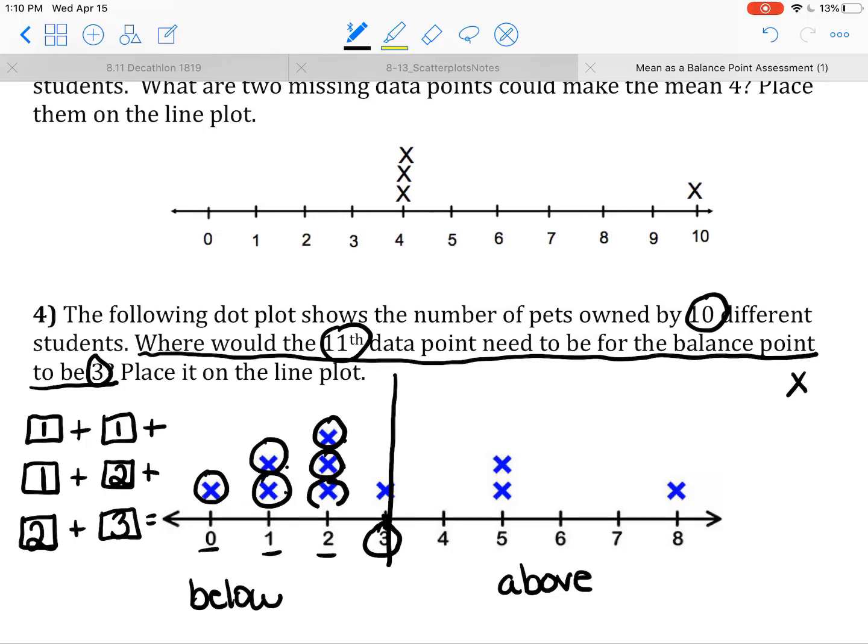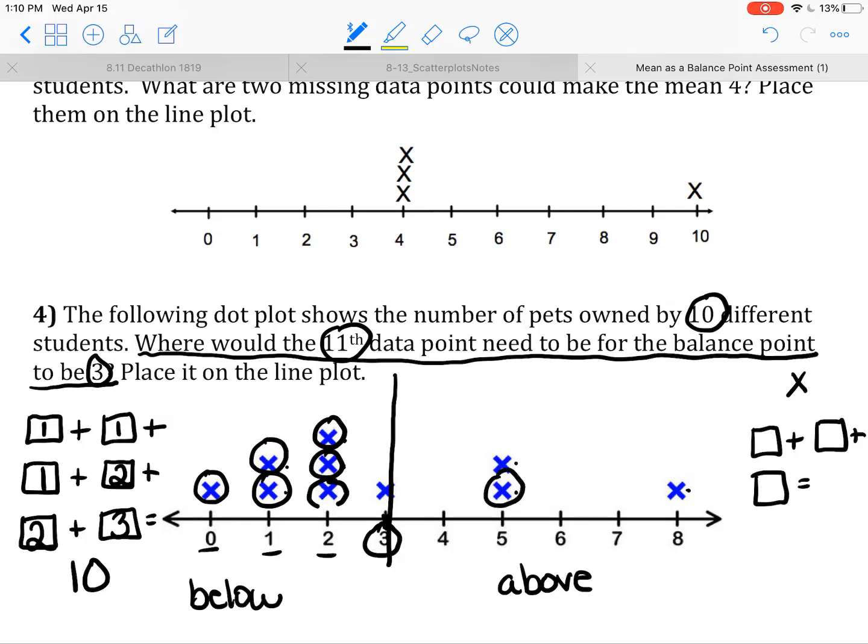So we need to find the sum of those distances. So 1 plus 1 plus 1 plus 2 plus 2 plus 3 is equal to 10. Now let's look at the sum of the distances above the balance point. We have 1, 2, 3 x's. So I know that I'm going to need to add together 3 distances.